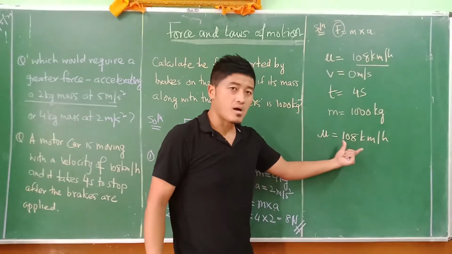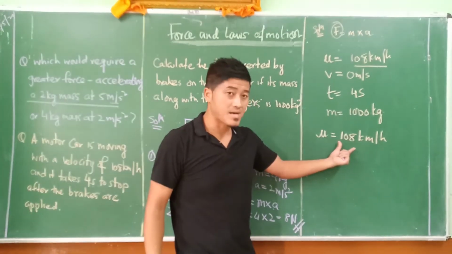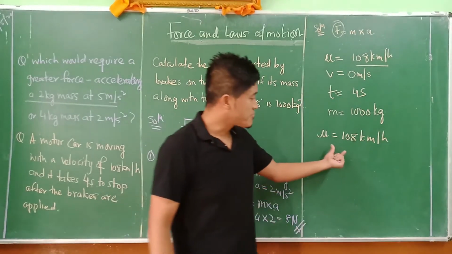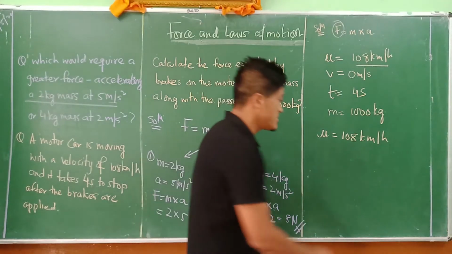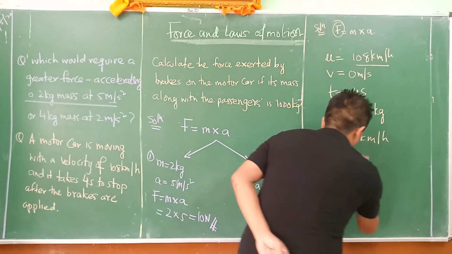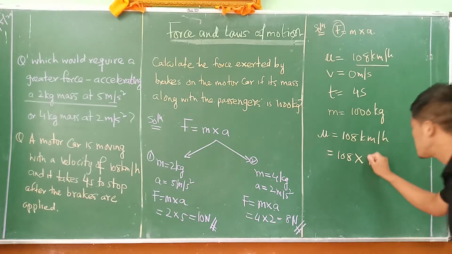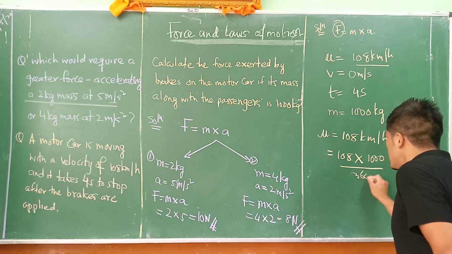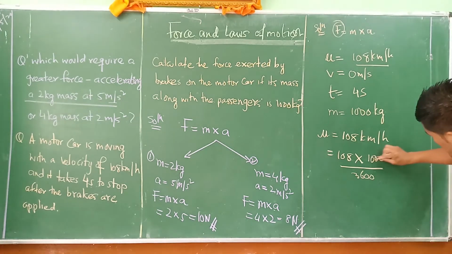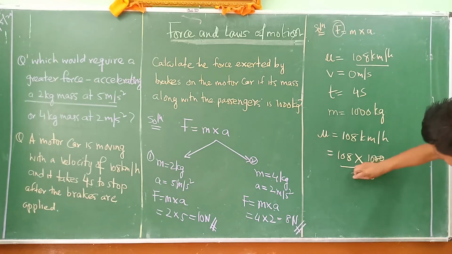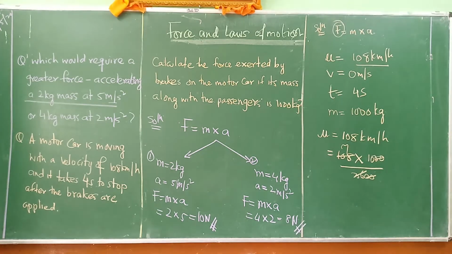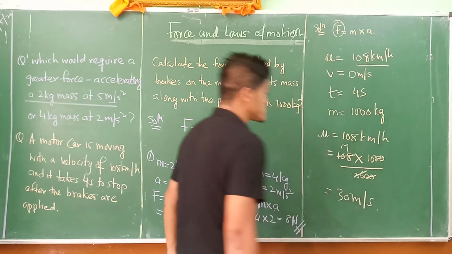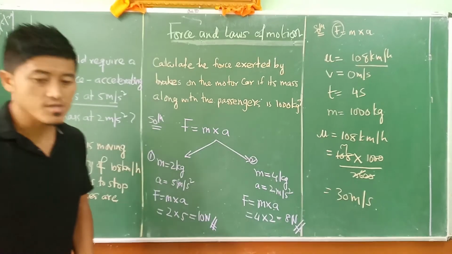I told you before in the chapter of motion, whenever we convert kilometer per hour into meter per second, you multiply by 1000 and divide by 3600. Why? Because in 1 kilometer there are 1000 meters, and in 1 hour there are 3600 seconds. Now you can cancel it. 36 ones are 36, 36 threes are 108. So 3 tens are 30, that is 30 meter per second. So u is 30 meter per second.